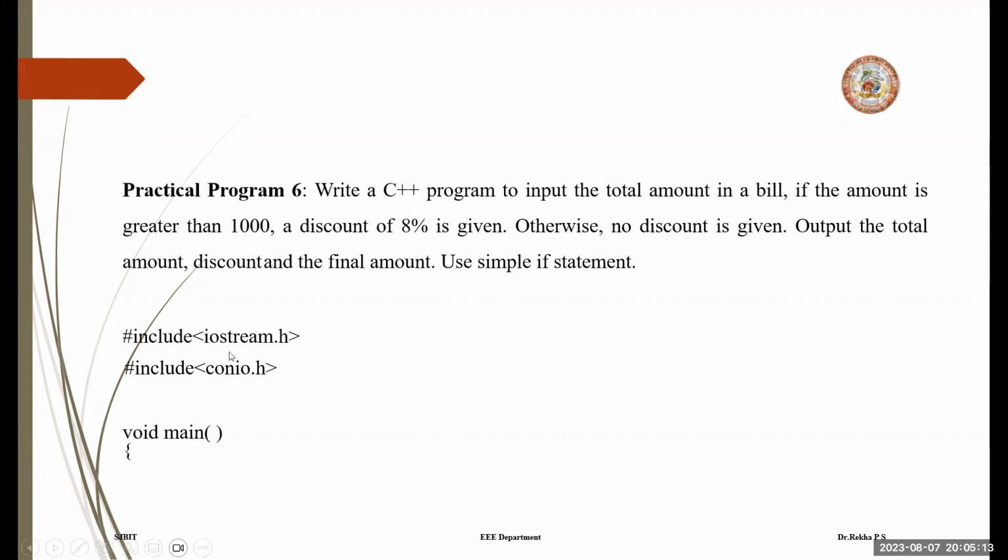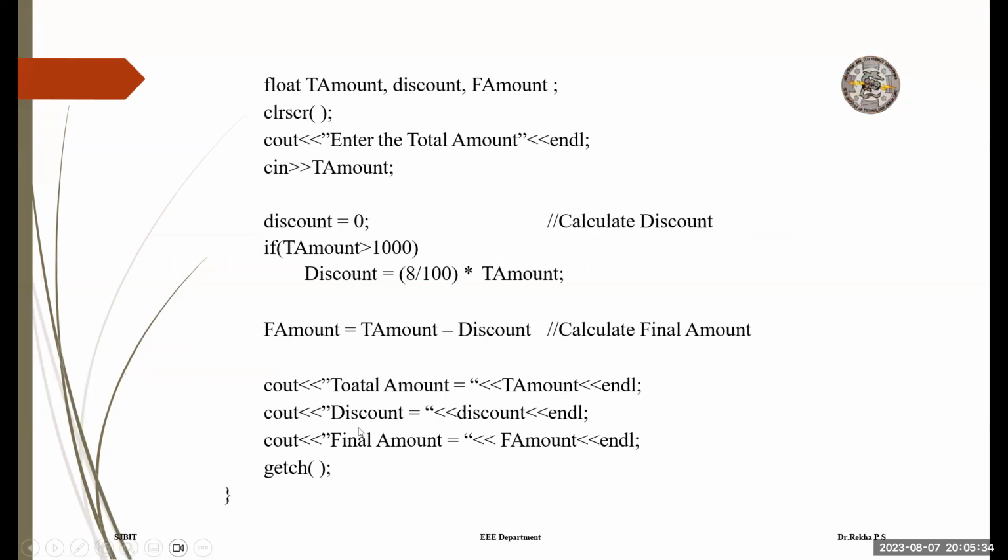We know that we are including here iostream.h because we are using input and output statements, which are defined in the header file called iostream. And conio.h we are using because we are using two functions, that is clrscr and getch. So any program will begin with the main. So first I'm declaring three variables: amount, discount, and final amount.